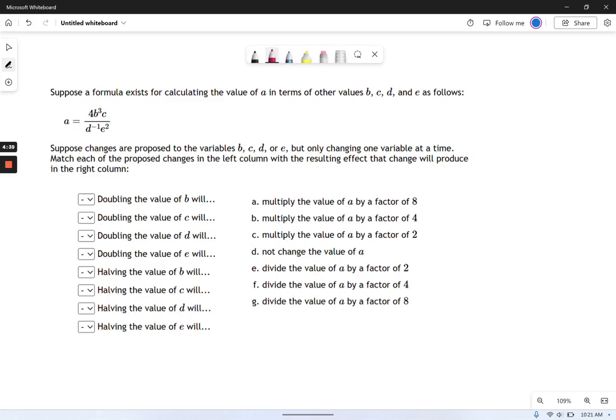So I'll give you an example. What's going to happen if we double the value of b? What will be the effect on a? So if you look at this in detail, instead of b, let's turn that into 2b. So I still have my 4. I'm going to have 2b inside the parentheses, that's cubed, times c, divided by d to the negative 1 and e squared. So what's the effect going to be?